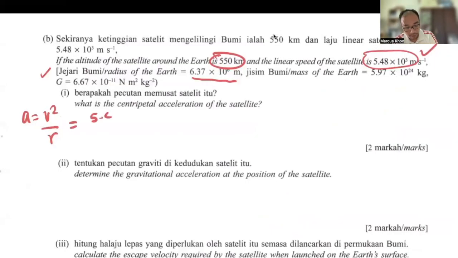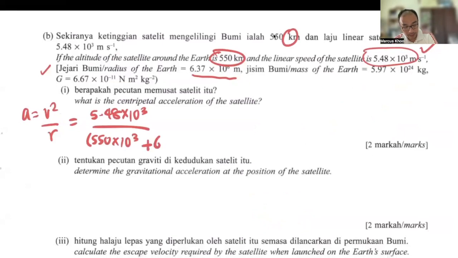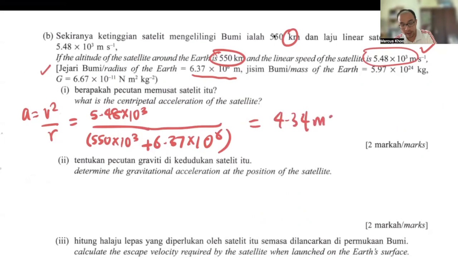Okay, 5.48 times 10 to the power 3, squared, over 550 times 10 to the power 3, because I'm changing kilometers to meters, plus 6.37 times 10 to the power of 6. Then you will get the answer 4.34 meters per second squared. Please bear in mind, everybody, this calculation is usually where people get things wrong. They always somehow calculate things wrongly, so make sure you know how to calculate until you get the correct answer.